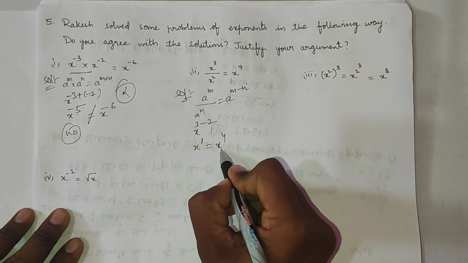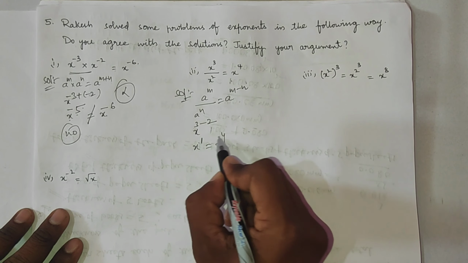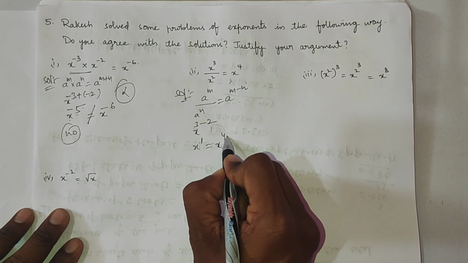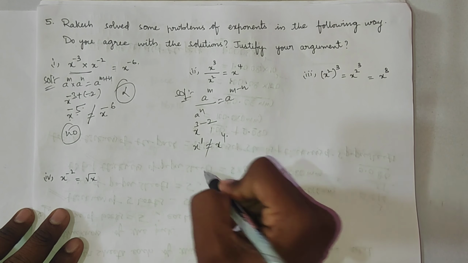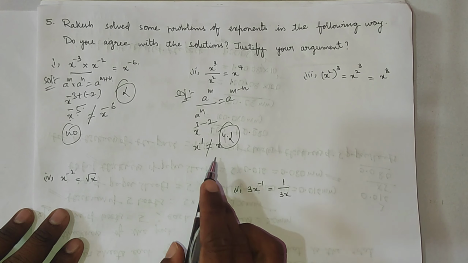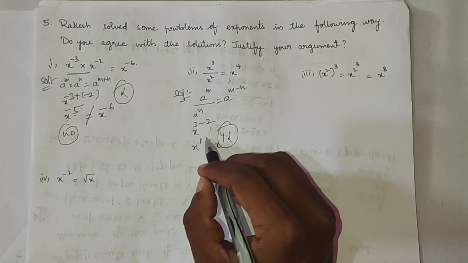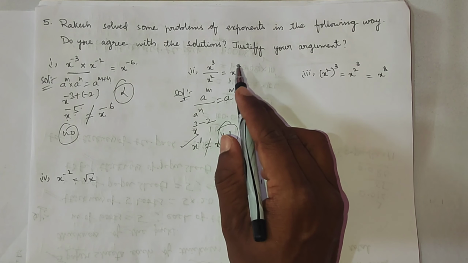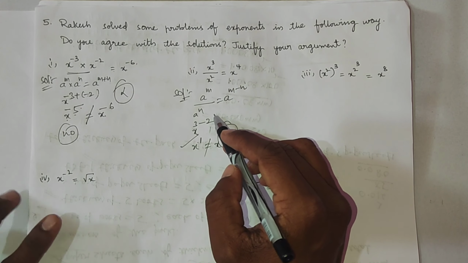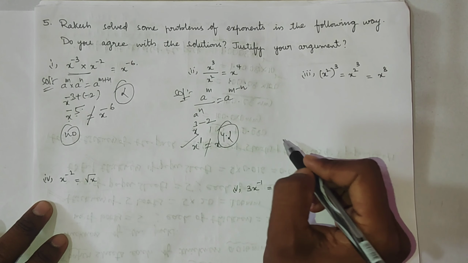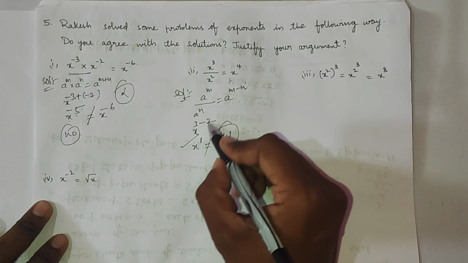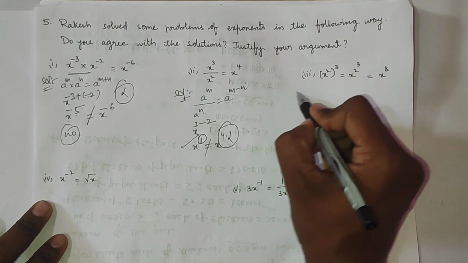But what is already here? x to the power of 4. Did he get x to the power of 1 here? No, he got x to the power of 4. So it is wrong. Again he did wrong, because the correct answer is x to the power of 1, but he got x to the power of 4. So this is also wrong. We cannot agree with the Rakesh solution. Actually he should get x to the power of 1.